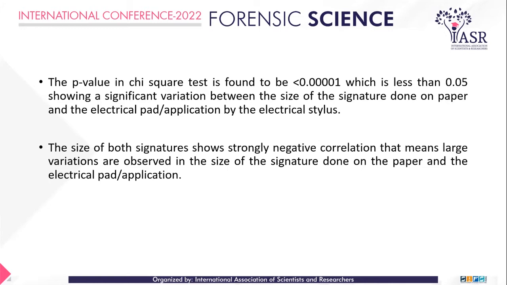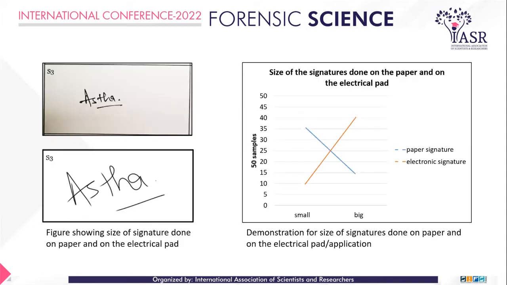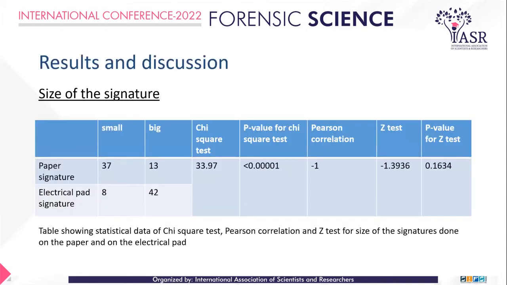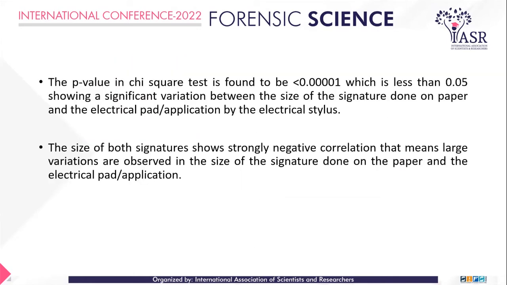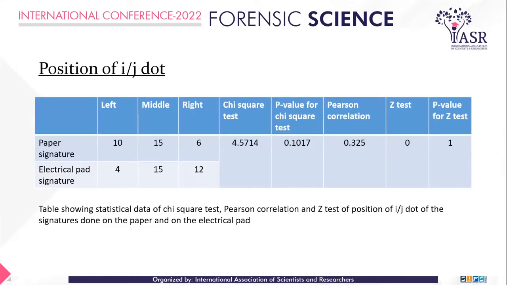And the size of both the signatures shows a strongly negative correlation, that can be seen here. The Pearson value is -1, which shows a strongly negative correlation. That means there are large variations observed in the size of signature done on paper and on electrical pad/application.